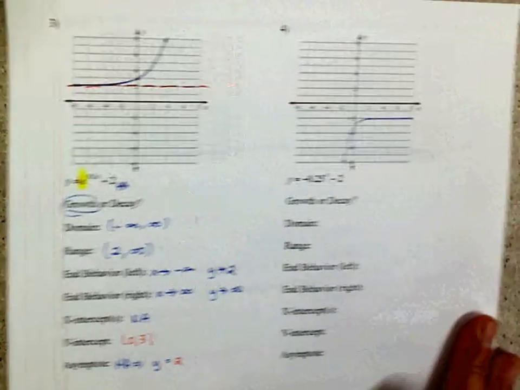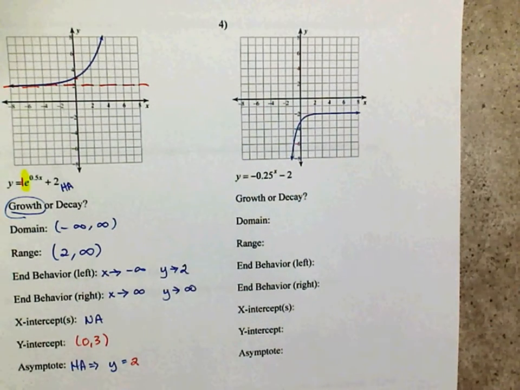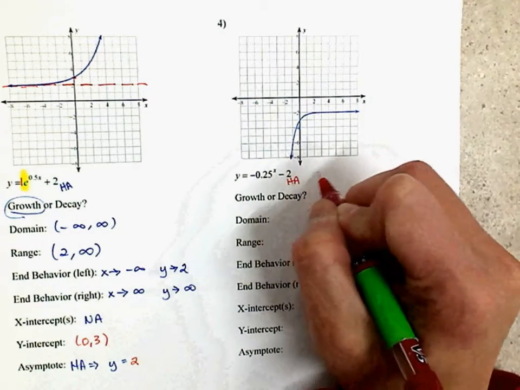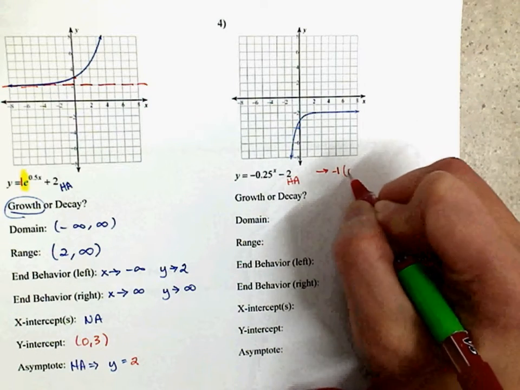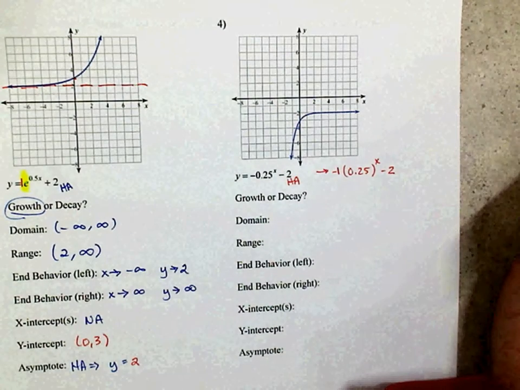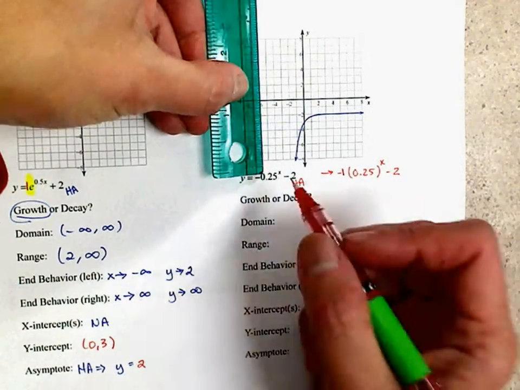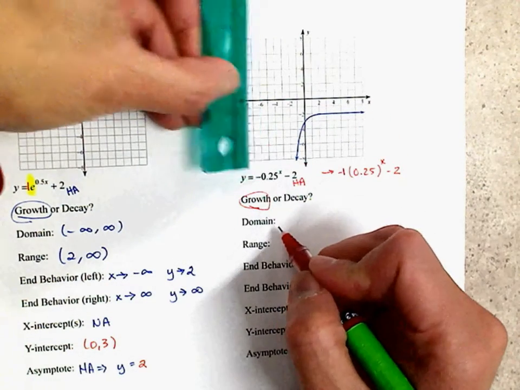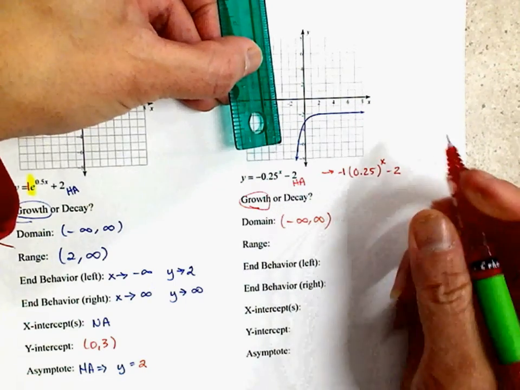Let's go to number 4. All right. Looking at the graph, don't even worry about anything else. Remember, this is your horizontal asymptote, and here you have a 1, okay? So it's negative 1 times 0.25 to the x minus 2. So if you want to see what that looks like, it's actually that equation right there. All right, so left to right, that's a growth. See how it's going up? Your domain, left to right, is negative infinity to positive infinity.